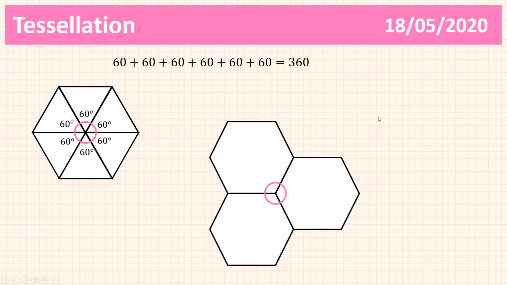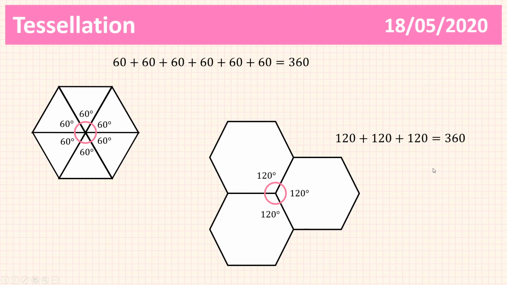So the angles around that point in the middle, where the hexagons are joining, are 120. And there's three of them, so 3 times 120, or 120 add 120 add 120, is 360. Which is very interesting, because that's going to help us understand why these shapes tessellate and the others don't.